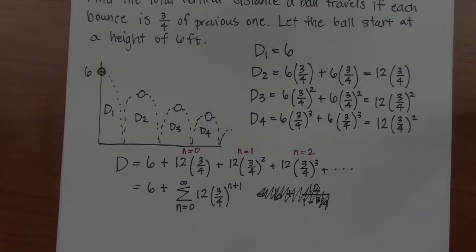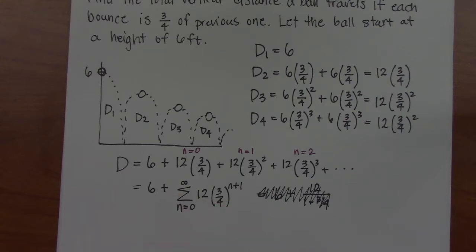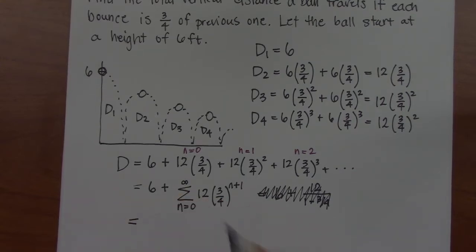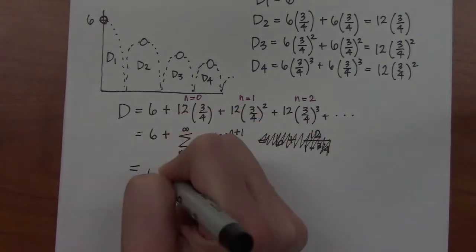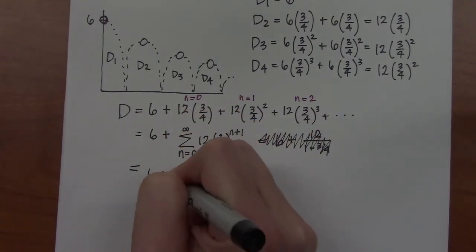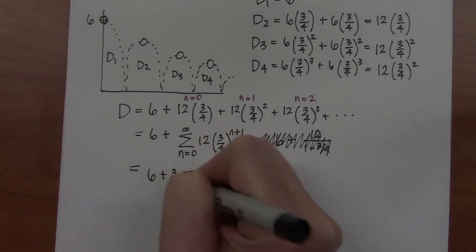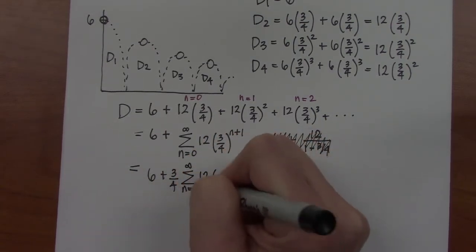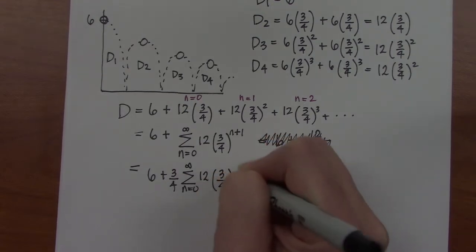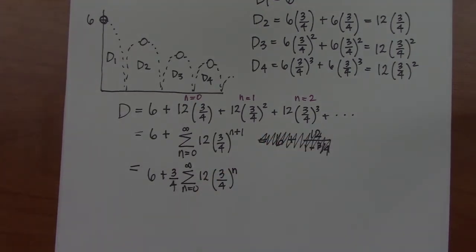Well, I can separate the 3/4 as 3/4 to the n times 3/4. So I can actually factor one of my 3/4 out front. So you've got to be careful. These things are tricky. So if I pull the 3/4 out front, and remember, one of our properties of series is that you can pull a constant out front. Now we have a true geometric series.